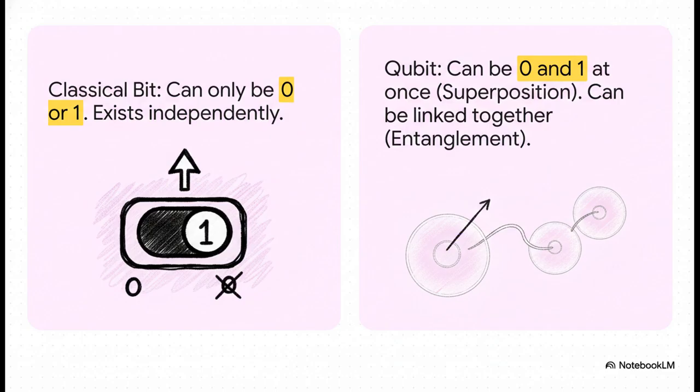A qubit, though, thanks to this amazing property called superposition, can be both a 0 and a 1 at the very same time. And through another trick called entanglement, you can link qubits together, so the state of one instantly, and I mean instantly, affects another no matter how far apart they are. That is how you get this massive parallel computing power.